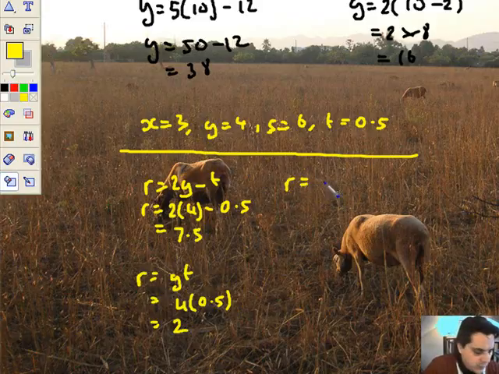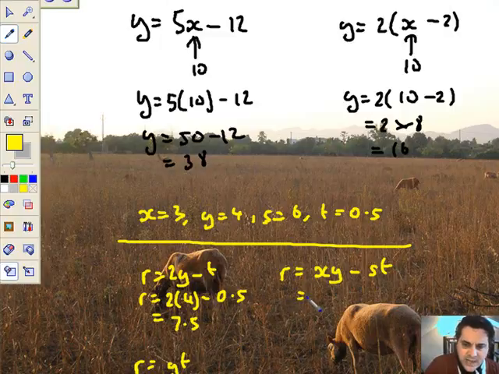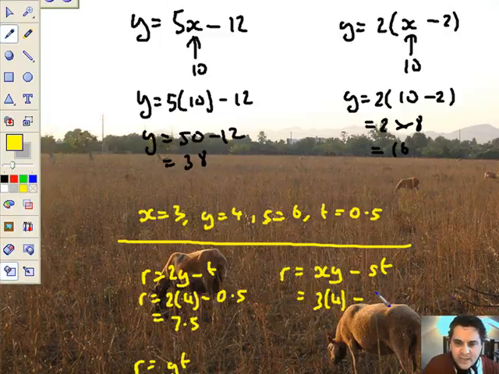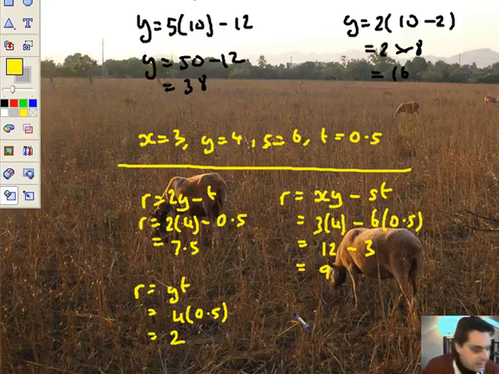And I might as well do the last one. I've got R equals xy take away st. In other words, xy is going to be 3 times 4. So 3 bracket 4, a nice tidy way to do it, take away 6 for the s times 0.5 for the t. Work it out. 12 take away 6 times a half. 6 halves is 3. Half of 6 is 3. 12 take away 3 is going to be 9. R is 9. I won't do any more of those.